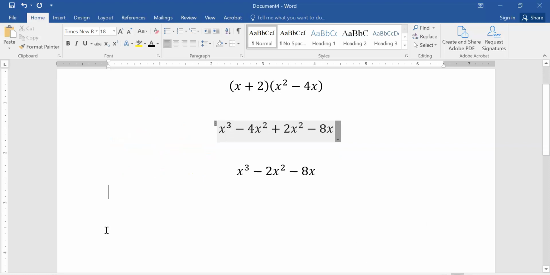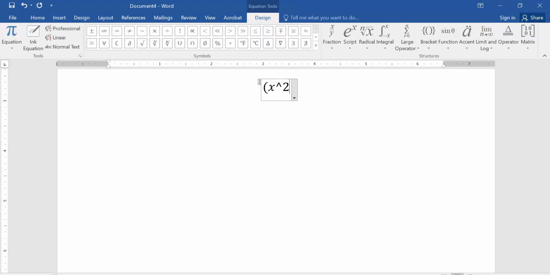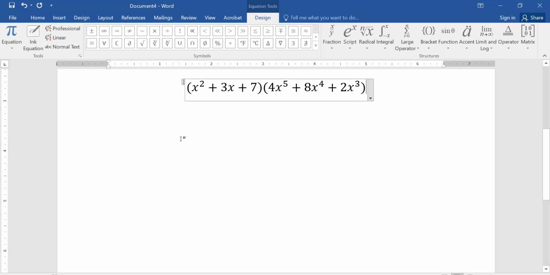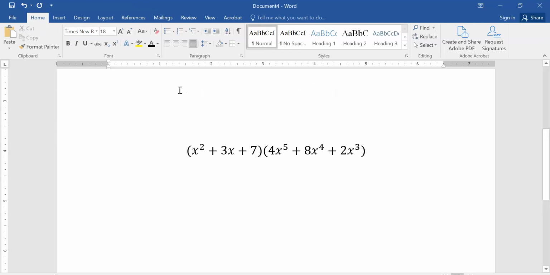By the way, let's scroll down here. I'm not going to work this out, but if you happened to be multiplying a trinomial times another trinomial, the same principle would work here. All you would have to do is multiply x squared times all three terms of the second polynomial. Then you'd take 3x and multiply times all three terms of the second polynomial. And then you'd distribute the 7 into all three terms of the second polynomial.